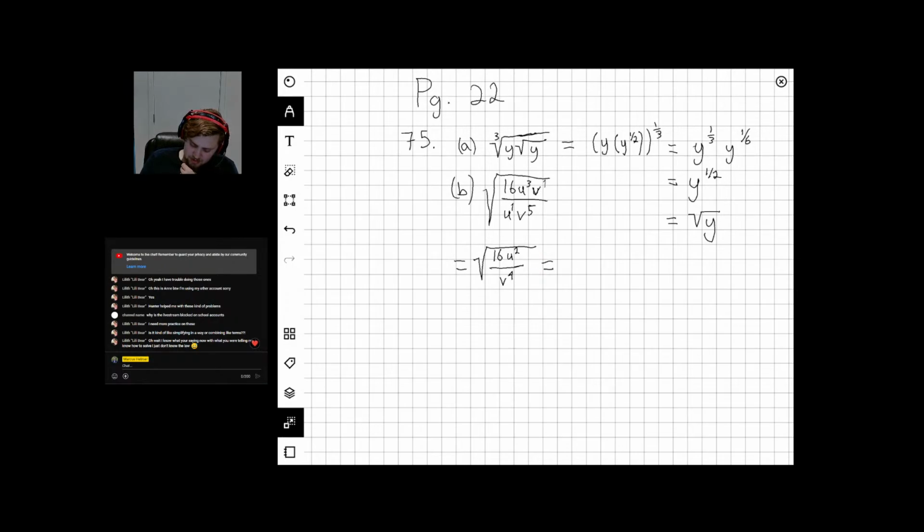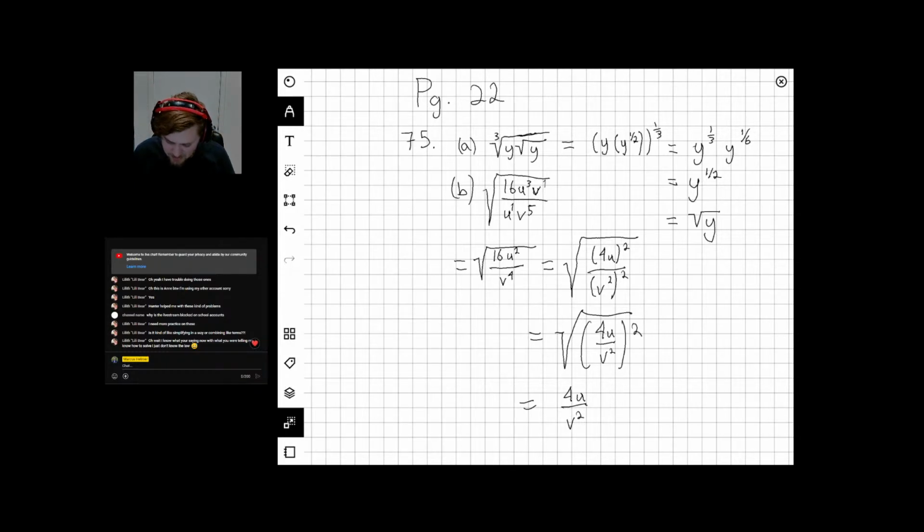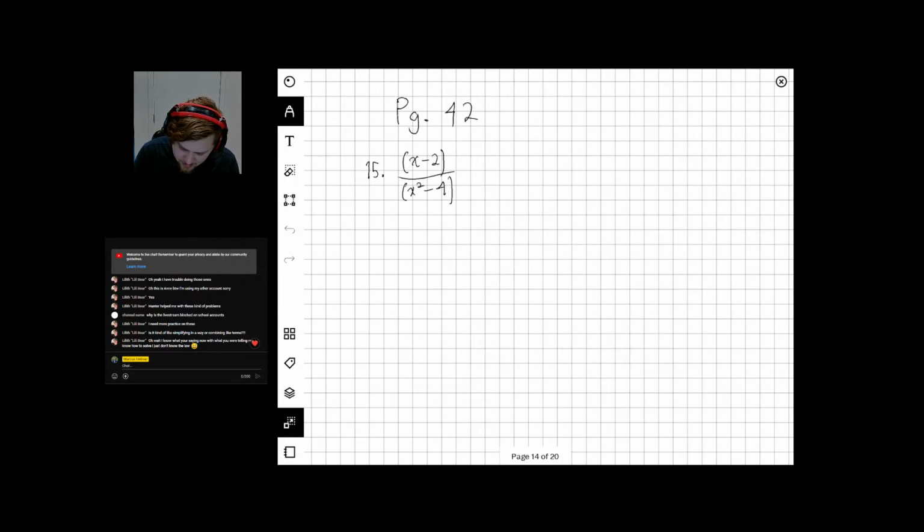And then notice that this whole thing is just a square, right? So we've got the square root, and this is 4u over v squared, squared. The whole thing is equal to the square root of 4u over v squared, squared. Square root cancels with the square, and we get 4u over v squared. Multiple ways to do this. Just keep following the rules. Okay.